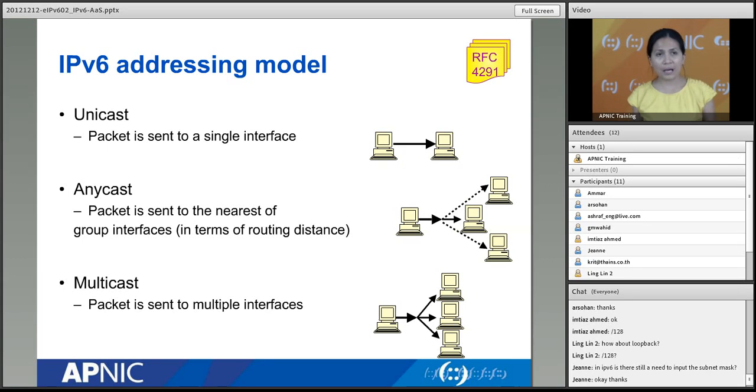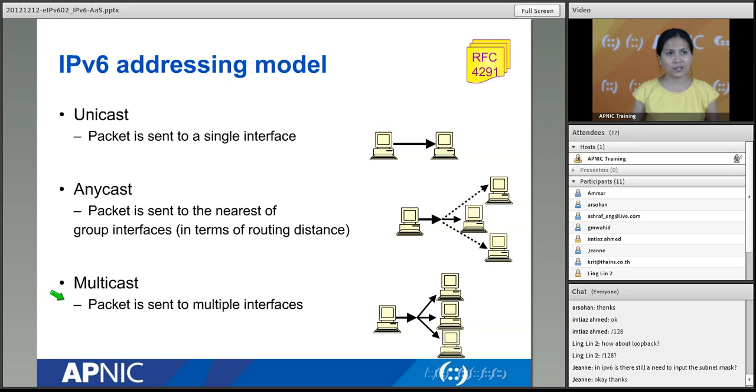Now, in IPv6, we have something similar to that. Actually, we have more types of IPv6 addresses, and we can categorize them into 3. They can be a unicast address, an anycast address, or a multicast address. What's the difference between these 3? As you can see, there is no broadcast. We don't have broadcast with IPv6. We're only using either anycast or multicast as a replacement for broadcast.